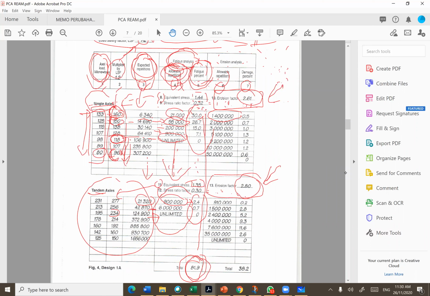the damage percent due to the erosion. So the same way, the expected repetition, column 3, divided by the allowable repetitions for erosion, which is column 6, times 100%. So 3 divided by 6 times 100. For column number 7, you will get the damage percent due to the erosion. Any question until now?